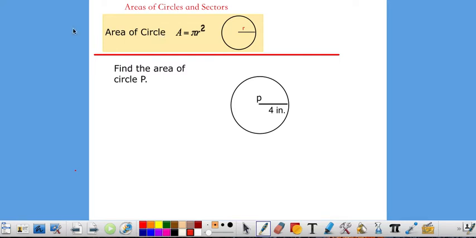So now we're going to look at the area of a circle. We talked about perimeter in the last video, or the circumference. The area of a circle, the formula, you've seen it before, is area is equal to pi r squared. So we take the radius, we square it, and then we multiply by that number pi.